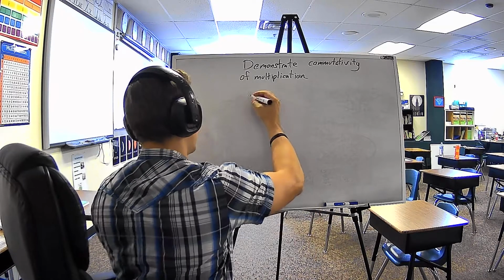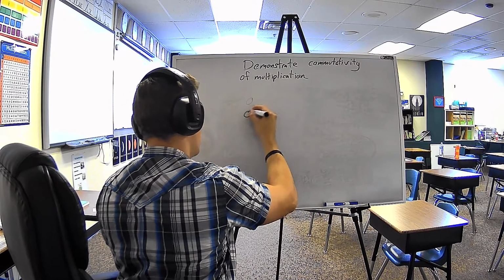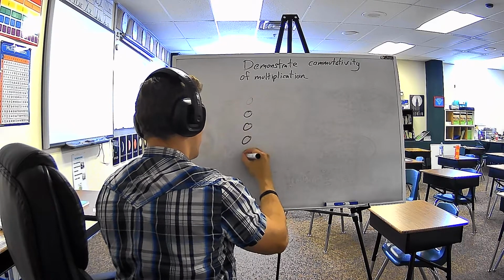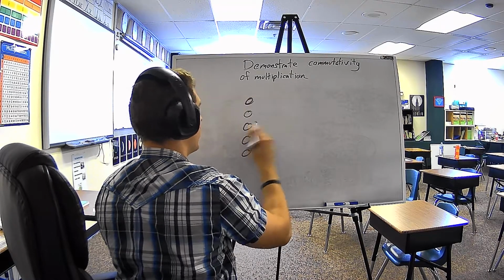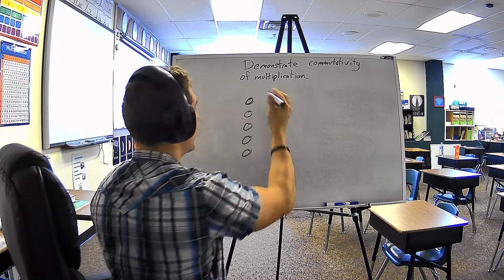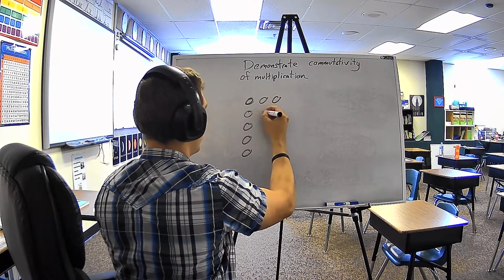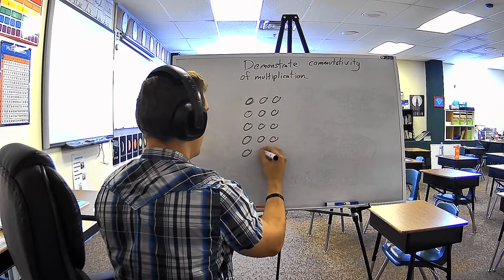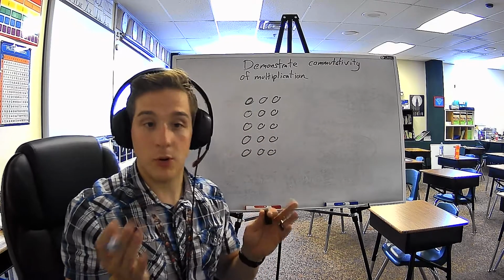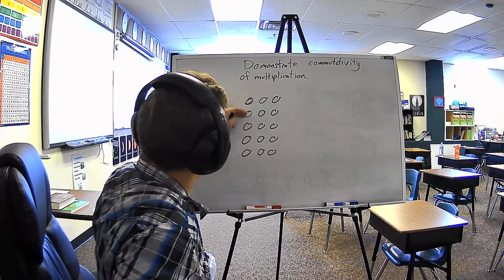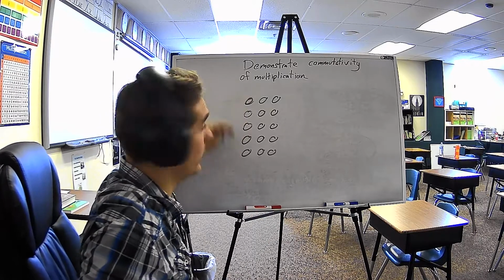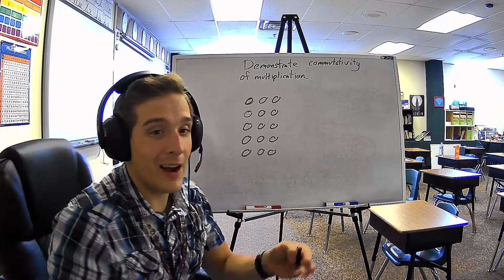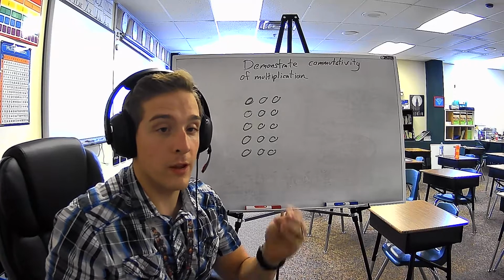So I'll make 5 rows. 1, 2, 3, 4, 5. Make sure you can see it, and make sure there's 3 in each one of them. 1, 2, 3, 1, 2, 3, 1, 2, 3, 1, 2, 3, 1, 2, 3. Now once again, I'm just going to do a quick double check to make sure I have 1, 2, 3, 4, 5 groups, and there's 3 in each. 1, 2, 3. I made 5 groups of 3.